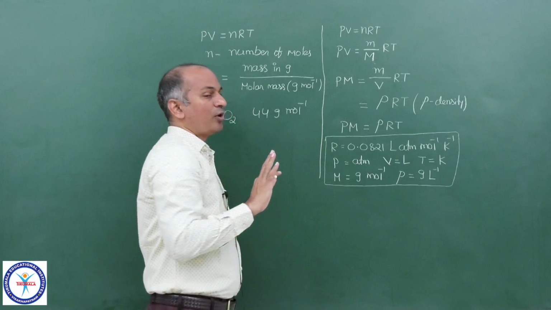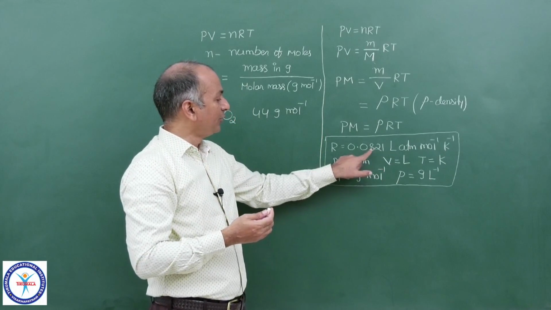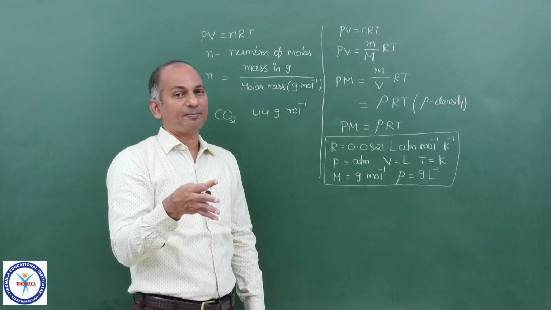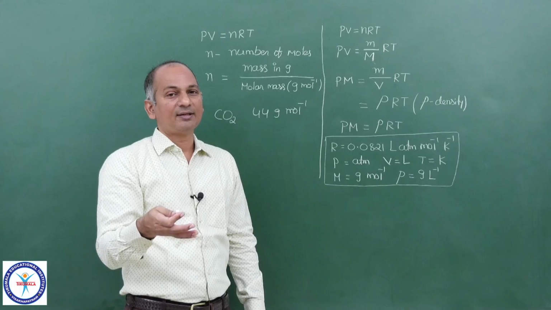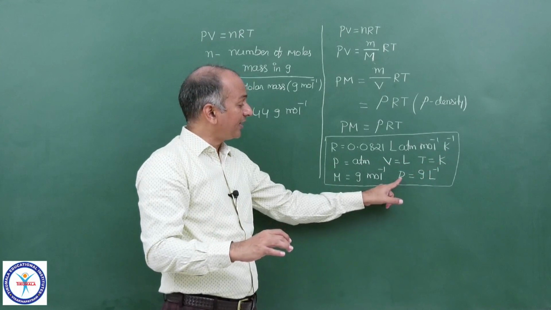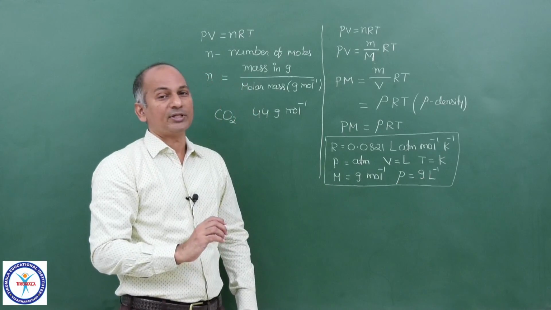And the value of R is your choice. I have taken R value in liter atm per mole per Kelvin. Then in that case, pressure should be in atm, volume should be in liters. Then temperature is always in Kelvin scale, it is not a problem. Then density comes out to be in gram per liter units.